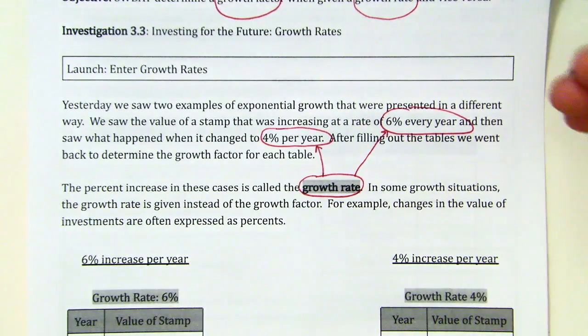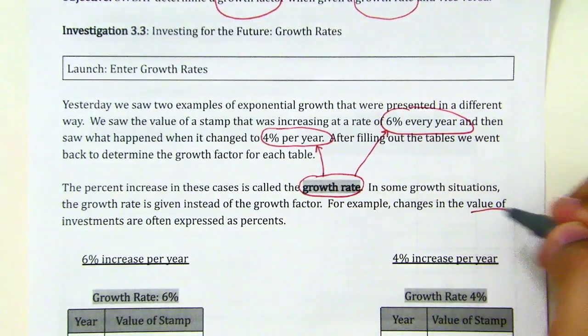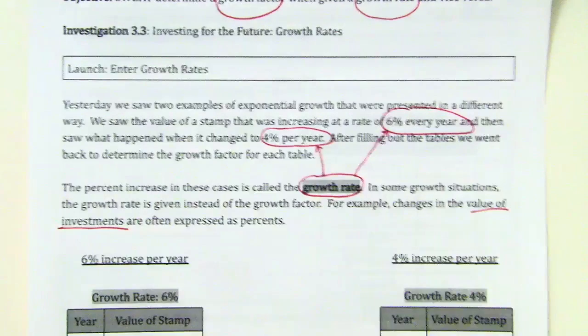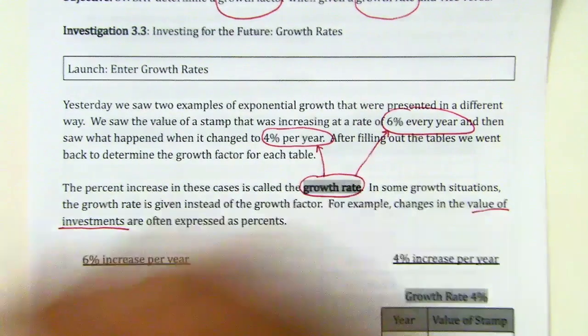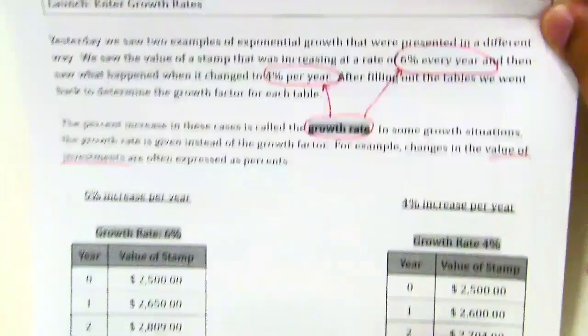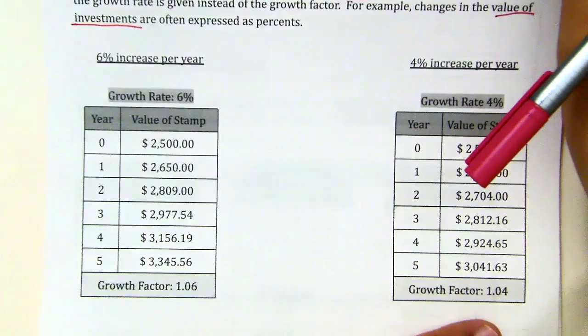Usually this happens when you're talking about finance, the value of something, or investments. That's where you see a growth rate instead of a growth factor, because it's more natural to talk about that thing. So just to review, these were the two tables that we should have seen yesterday.